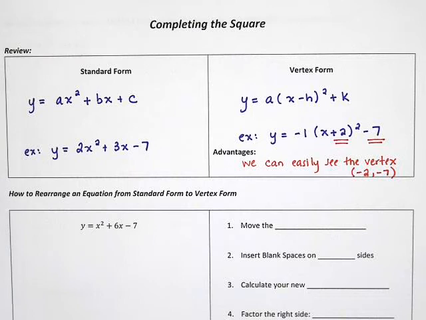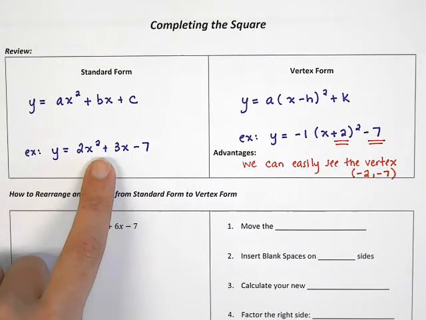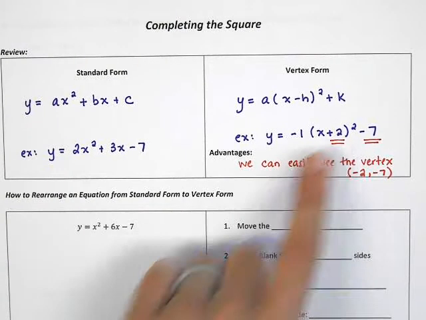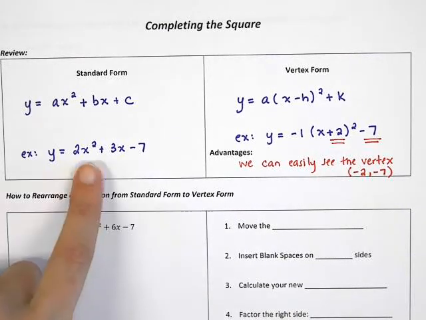For that reason, what we're going to learn how to do today is to start with an equation that looks like this and rearrange it so that it looks like this. And by doing that, we're going to be able to easily see the vertex even if it's in standard form originally.